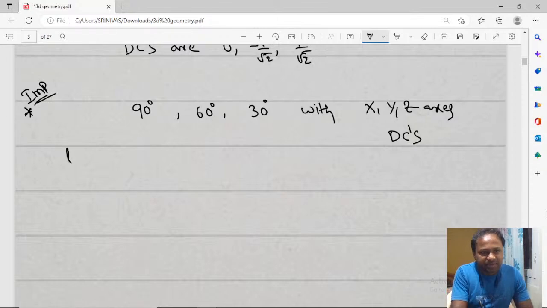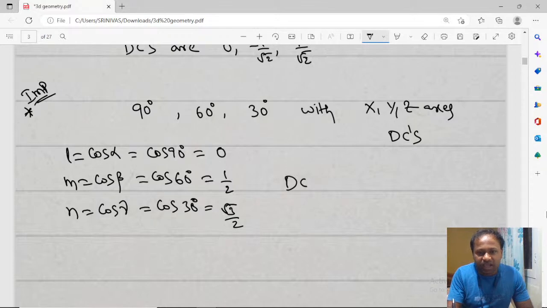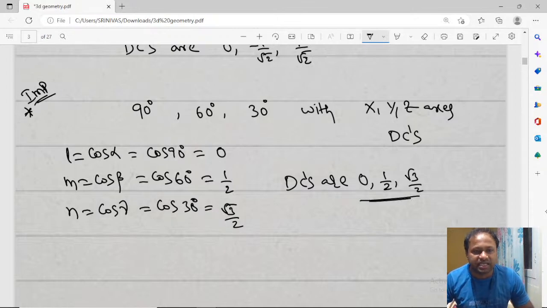Same, L is equal to cos alpha, that is nothing but cos 90 degrees, that is nothing but 0. M is equal to cos beta, that is nothing but cos 60 degrees. Cos 60 how much? 1 by 2. N is equal to cos gamma, that is nothing but cos 30 degrees. Cos 30 degrees value root 3 by 2. So DCs will be 0, 1 by 2, root 3 by 2. So these are direction cosines.